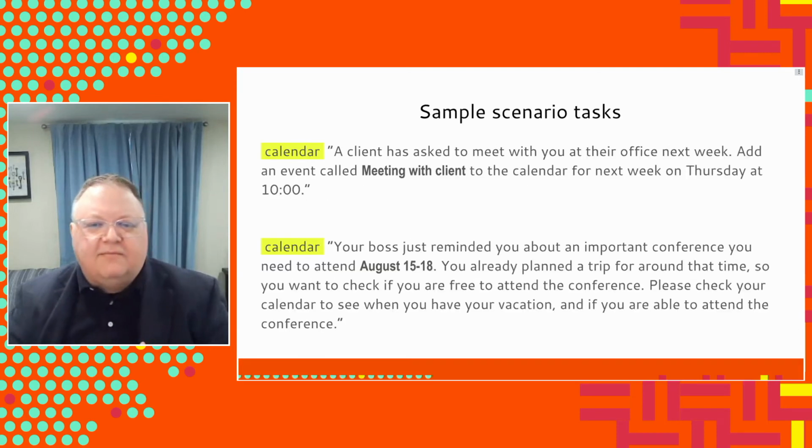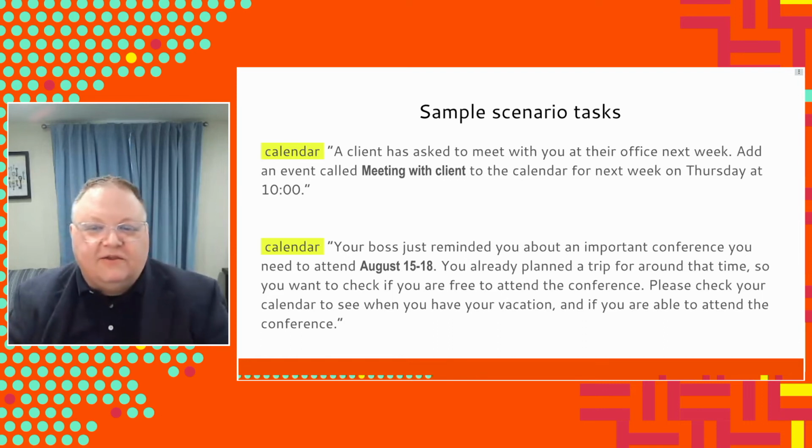Another one might be this one. So it's again for when we did the testing for GNOME Calendar: a client has asked to meet with you at their office next week. So add an event called Meeting with Client to the calendar for next week on Thursday at 10 a.m. So we're setting up a brief context and asking them to do something specific. I think you would agree when you're observing somebody using the calendar, they've created a Meeting with Client event at the correct day and time.